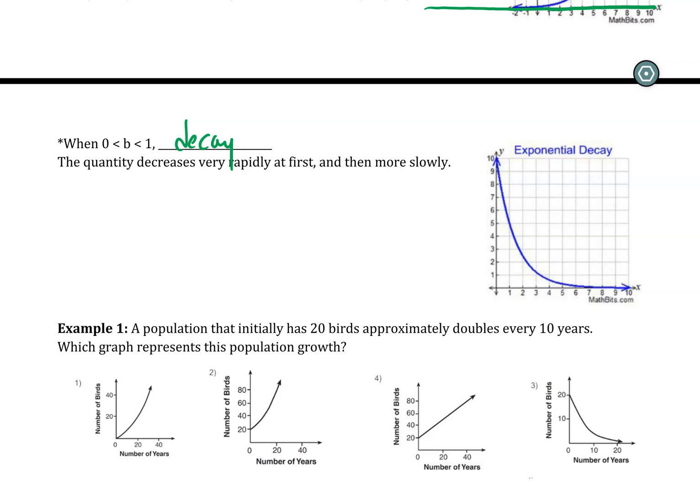So in this example here, we still have our asymptote at the x-axis. It's getting closer and closer and closer to it, but it's never actually getting there. It's rapidly decreasing and then slowly decreasing as we get further along here. Okay. So those are the characteristics of exponential growth and decay functions that are important to know.